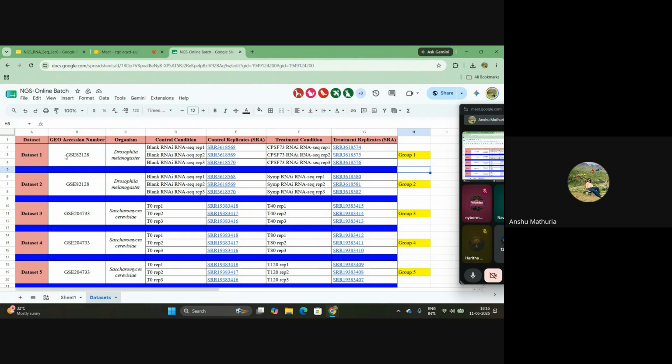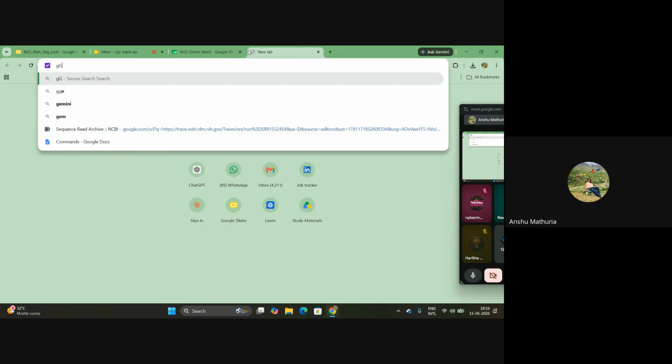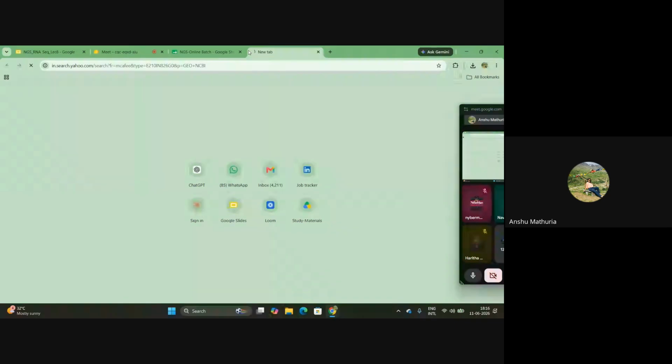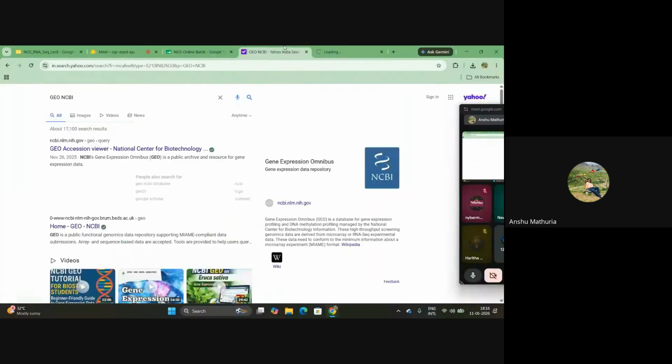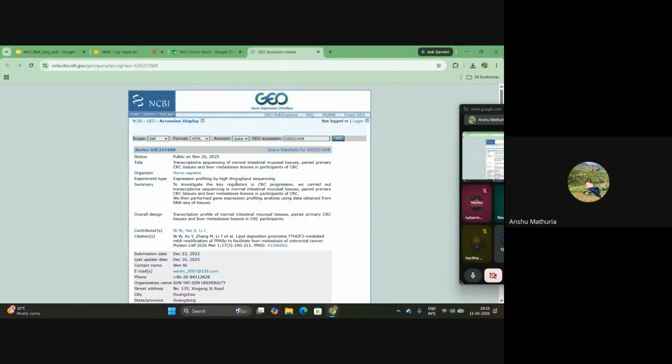Now I've also mentioned the GEO accession number. You have to go to the GEO website, and in the GEO website, you are going to put this particular accession number. So here the accession number is this. You will open something like this, an accession viewer. You put the accession number here and you click on go.